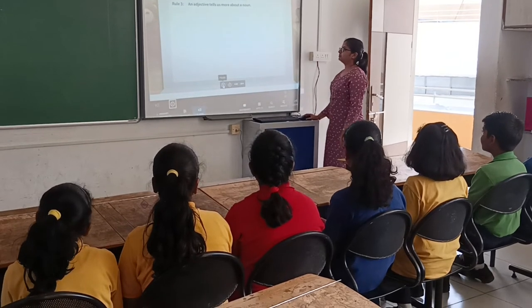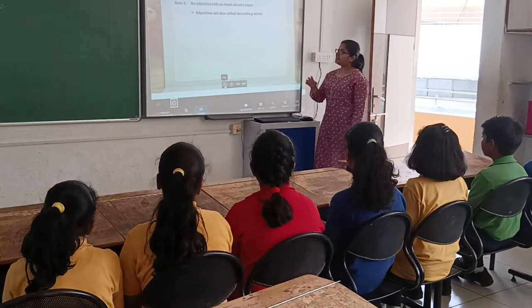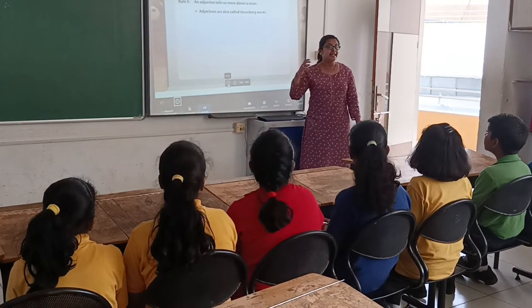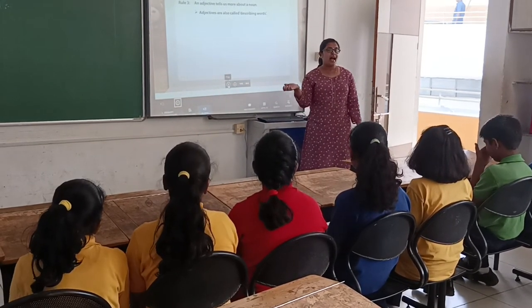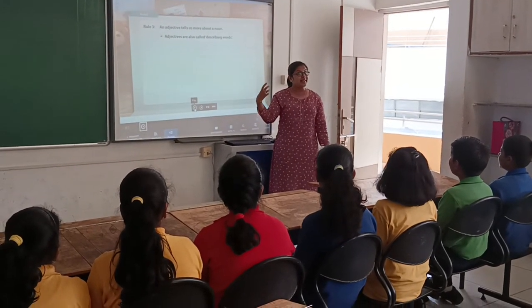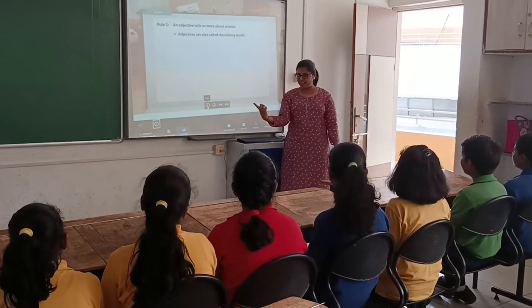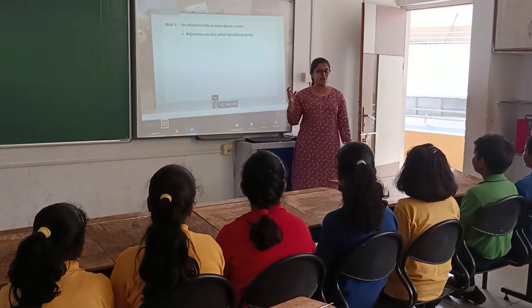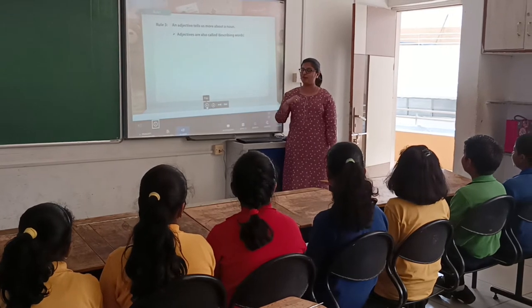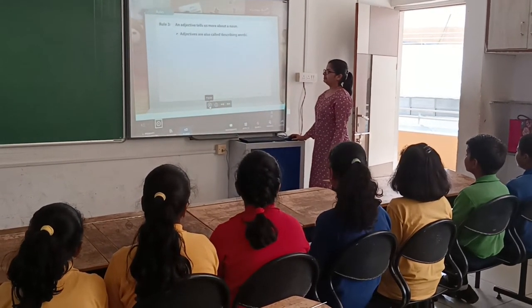Adjectives tell about a noun. Adjectives are also called describing words. And noun is also called naming words. Noun is also called naming words, and adjective is also called describing words. Look at this example.